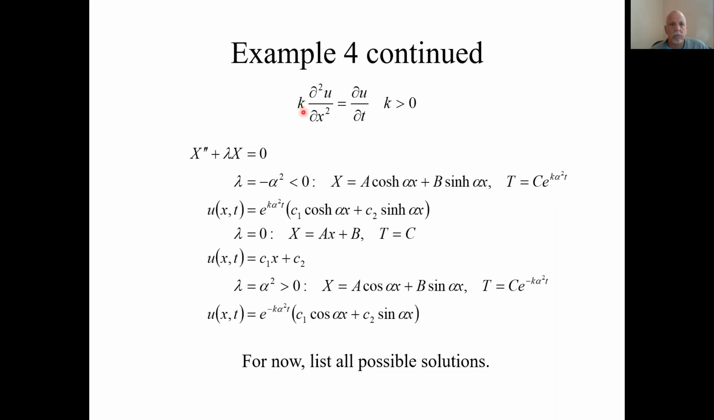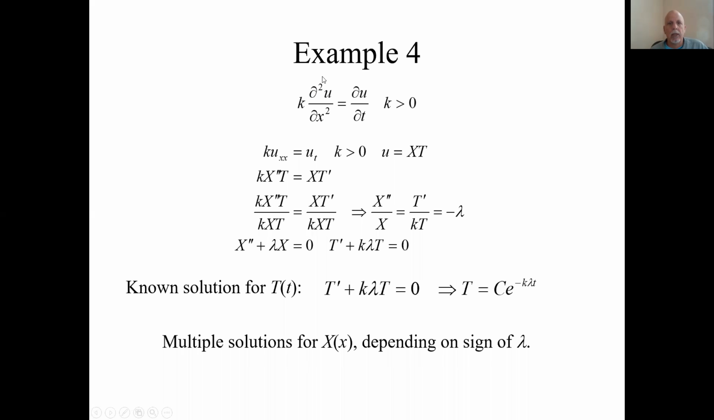So this means second partial with respect to x, so that will be x. Excuse me, I was one chart ahead. Here's the equation we're going to solve. That's the same. So if I rewrite it with the other notation, this would be u sub xx. This is u sub t, where u equals the product of big X, big T.